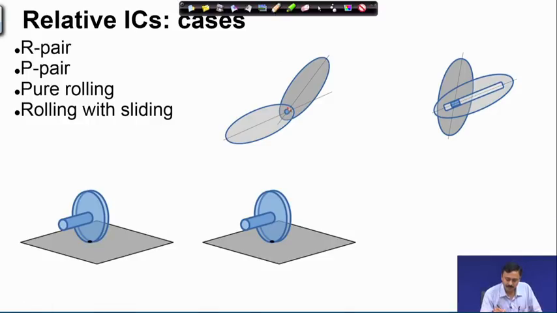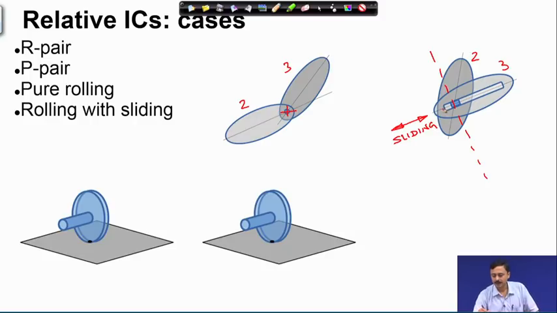So, this is the relative IC between bodies 2 and 3, the revolute pair. For the R pair, the revolute pair itself is the relative IC between 2 and 3. In the case of a prismatic pair, the relative IC between bodies 2 and 3 lies on this line, which is perpendicular to the direction of sliding. So, this is the sliding direction, and the relative IC lies on this line perpendicular to the sliding direction. So, I23 lies on this red dashed line somewhere at infinity.